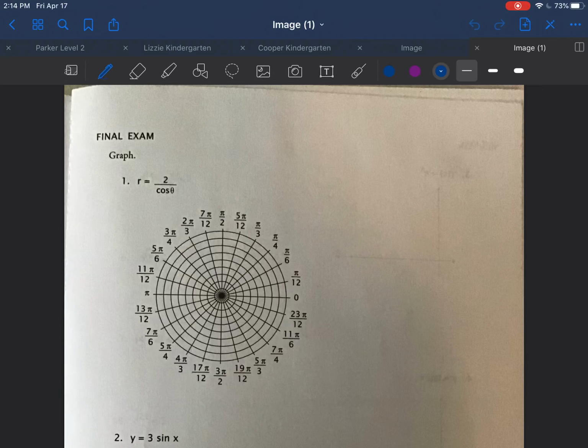All right. Are you ready for your final exam review? Woo-hoo. I'm going to try and give you some pointers along the way in here.